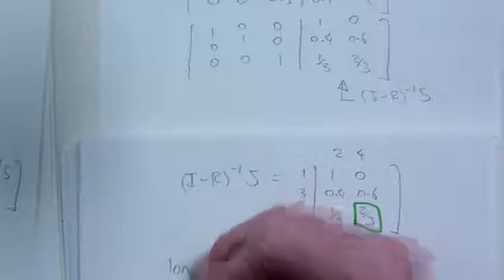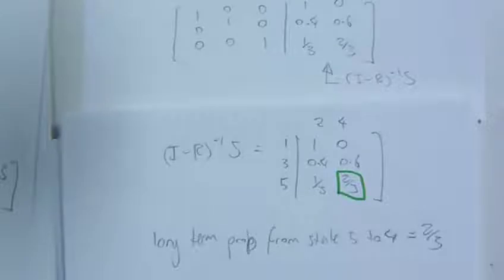So the long-term probability from state 5 to 4 is 2/3, because that's the position I'm looking for. I can tell the long-term probability from state 1 to state 4 is 0, the long-term probability from state 3 to state 2 is 0.4, and so on. And without even calculating, I know what the long-term probability of getting from state 5 to state 3 is. It's 0, because you'll always end up in an absorbing state.